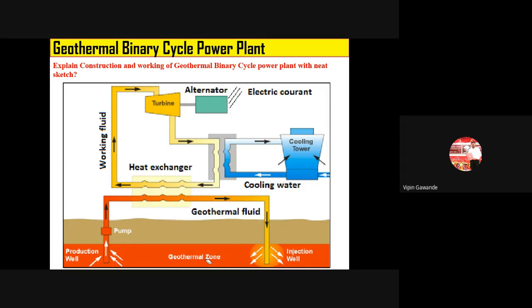So that is our geothermal zone, and we are using that hot water for converting our normal water into superheated steam, and then that steam is used for the generation of electricity. Okay, so this is the working of your geothermal binary cycle power plant.